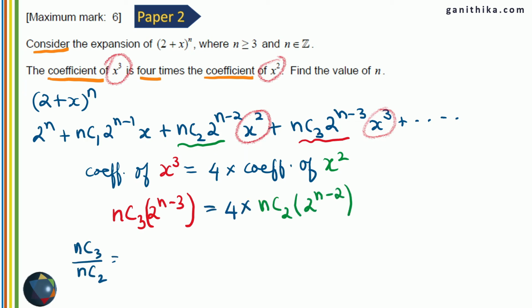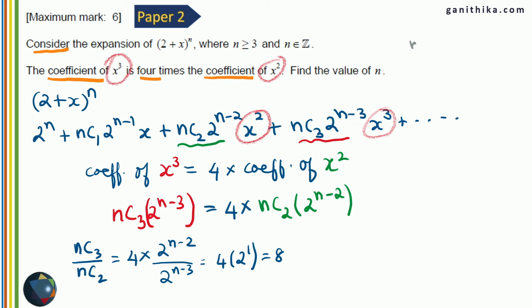Simplifying, bringing all the n parts to one side, you will get nC3 over nC2 is equal to 4 times 2 to the power of n minus 2 divided by 2 to the power of n minus 3. Simplifying the right hand side, the answer is going to be 8 on the right hand side. So you have the equation nC3 over nC2 is equal to 8.